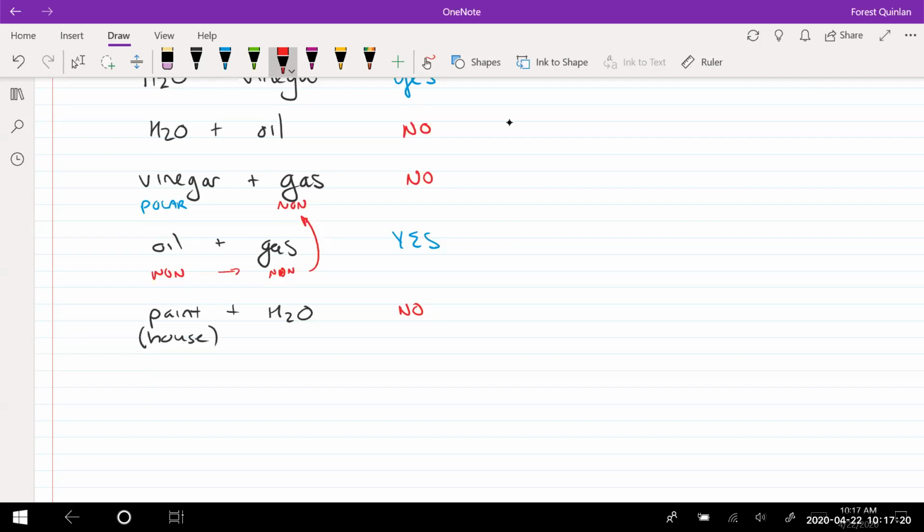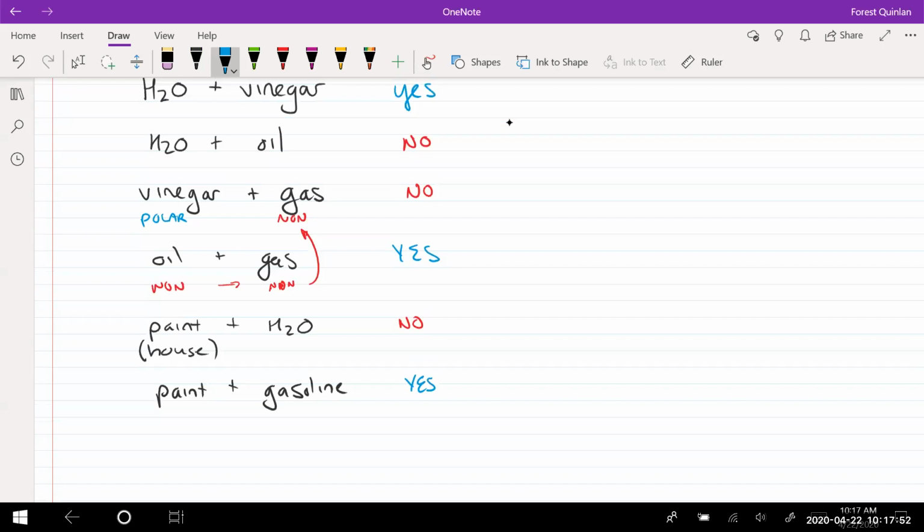Now, but what about this? Can I do paint and gasoline? Will those two mix? Yes. And in fact, in a pinch, I have decided to strip the paint off of something with some gasoline because I didn't have any mineral spirits, which is essentially gasoline. I just wait a long time for it to evaporate off.